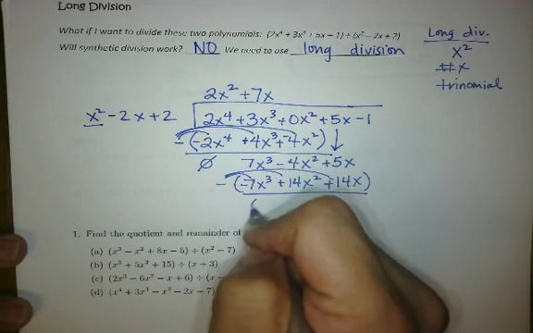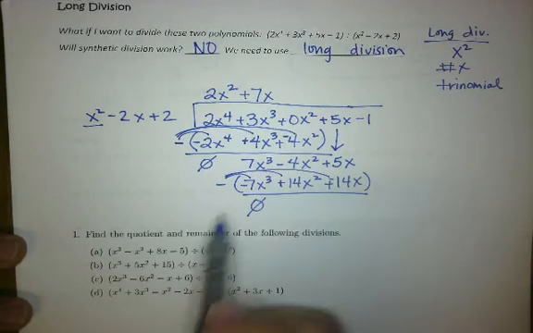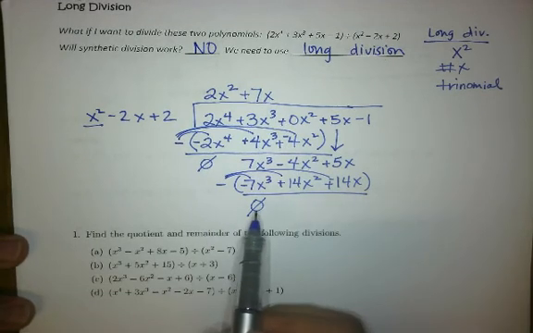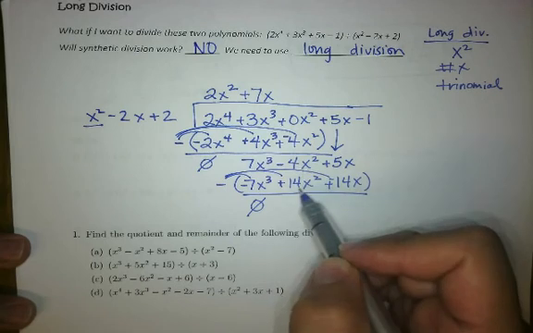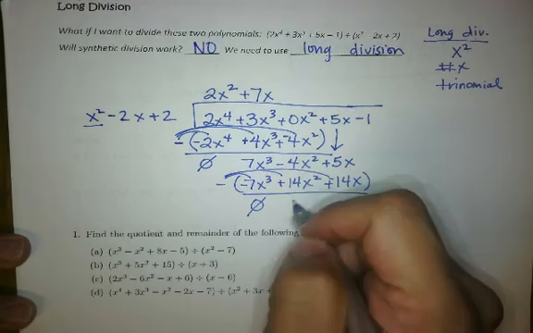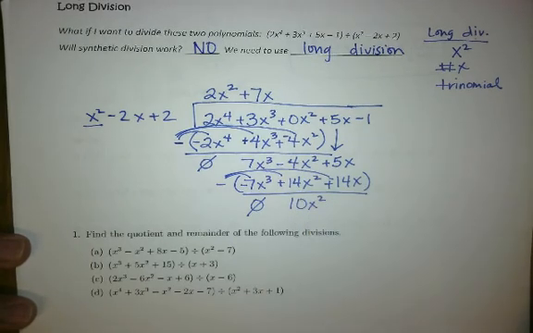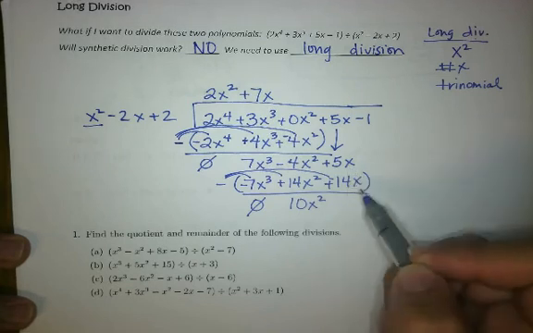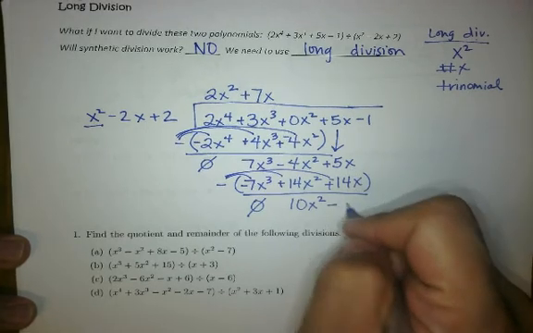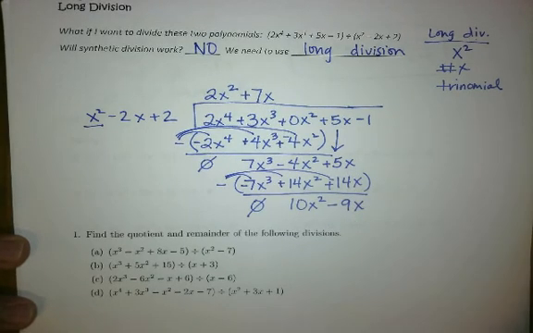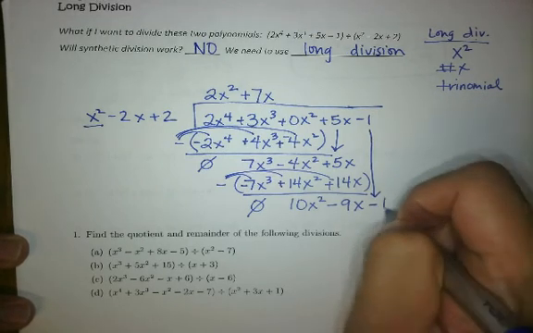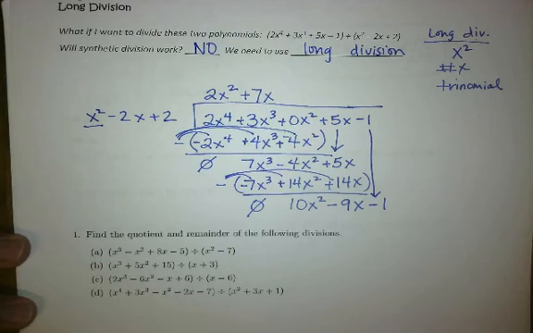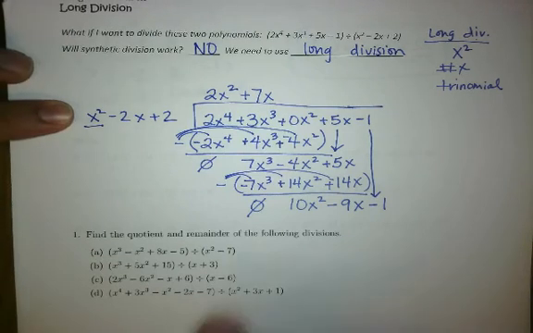7x cubed minus 7x cubed gives us 0. We always like seeing that 0 because we know we canceled it out. Negative 4x squared plus 14x squared gives us 10x squared. And then 5x minus 14x gives us negative 9x. Now we bring down that negative 1. And we're almost done, I promise.